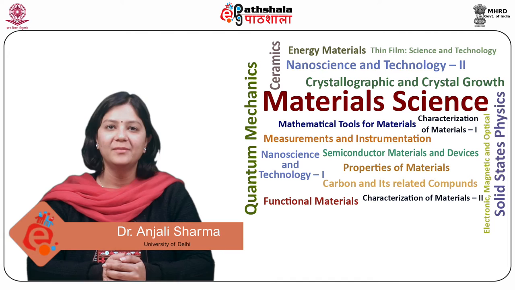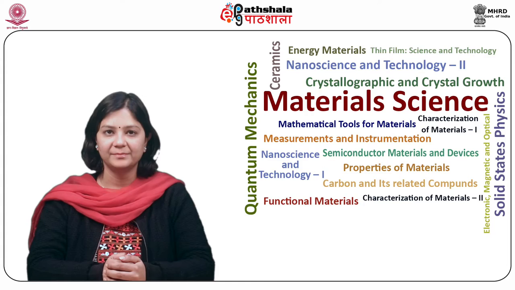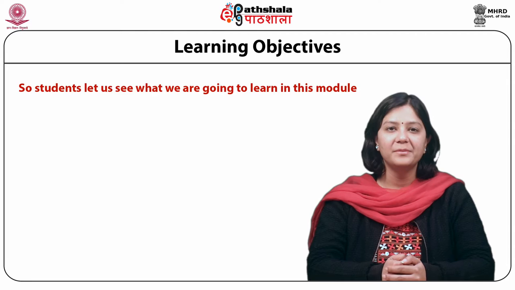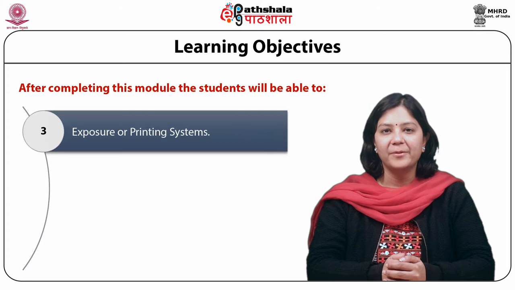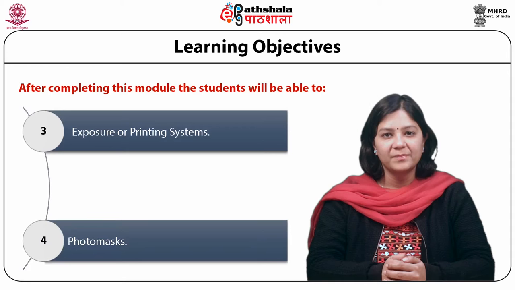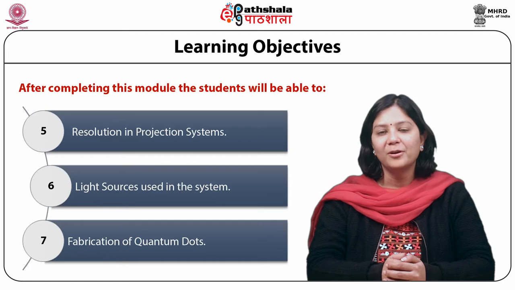Today we are going to talk on module Photolithography under the paper Physics at Nanoscience and Technology Part 1. So after completing this module, the students will be able to understand the historical development of photolithography, its working procedure, what is the use of exposure or printing systems in photolithography, what are photomasks, what is the resolution in projection systems, what are the light sources used in the system, and fabrication of quantum dots using photolithography.